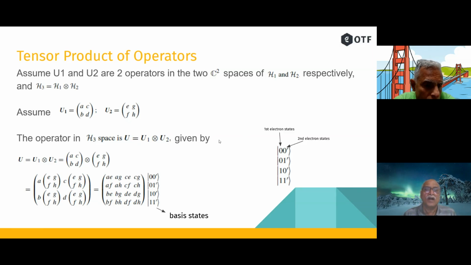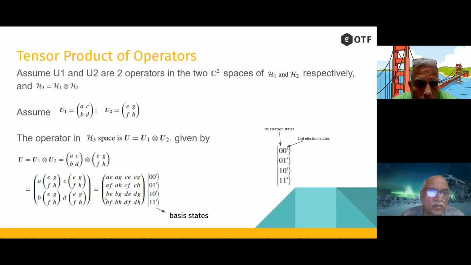So how do I evaluate that? I can just say U equals U1 tensor U2. So U1 is ABCD tensored with EFGH. And the moment I do that, I get all these combinations, right? A multiplied by EGFH, C multiplied by EGFH, etc. And if I expand that, I will be getting this as AE, AG, CE, CG, etc.